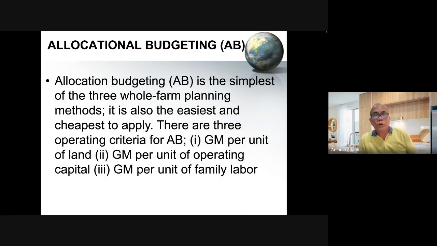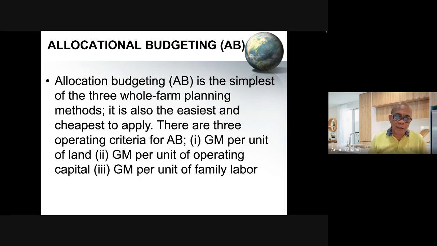So that was the whole farm planning. But let's go now to allocational budgeting, because part of farm planning you also have budgeting. After making the plan, you have to allocate, find the optimal allocation. We call it allocational budgeting. Allocational budgeting is the simplest of the three whole farm planning methods, also the easiest and cheapest to apply.